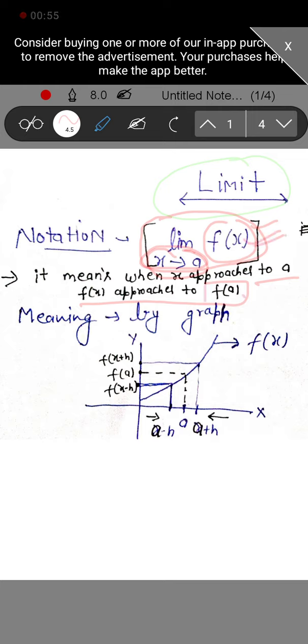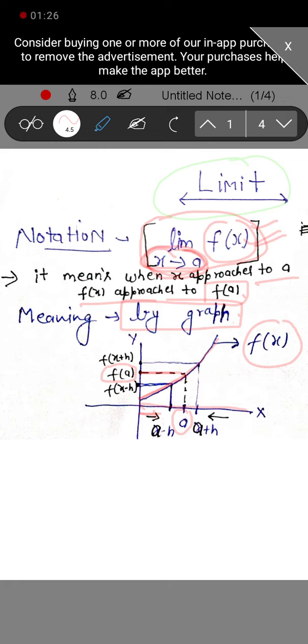Now, by the graph, let's observe. If this is our given graph, this is a graph of f(x), okay, and we are trying to find the limit as x tends to a. That means whenever we are approaching along the x-axis to the point x equal to a, our function value approaches where? It approaches f(a). You can observe through the graph, whenever we are approaching a, our function f approaches f(a).